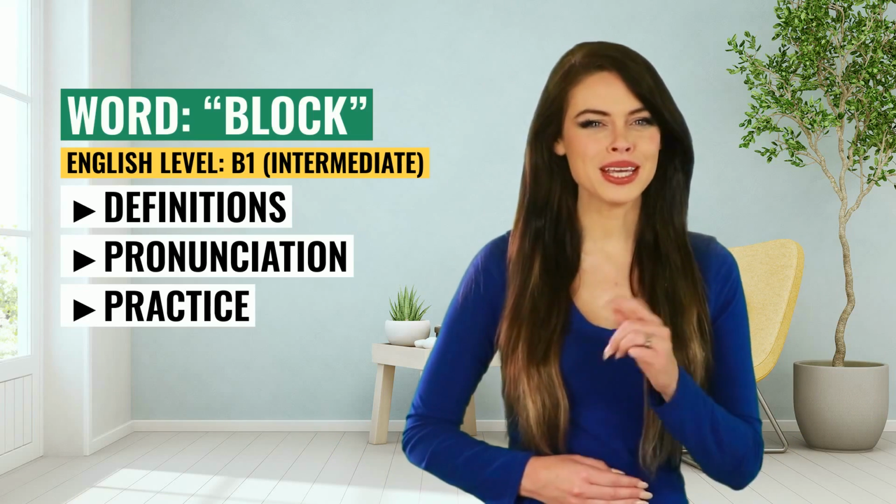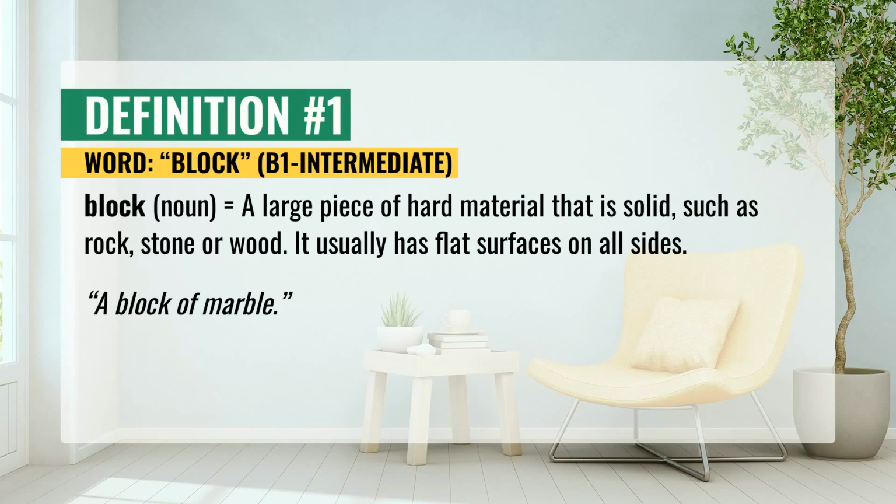Do you know what this means? The first definition of block. A large piece of hard material that is solid, such as rock, stone or wood. It usually has flat surfaces on all sides. For example, a block of marble.